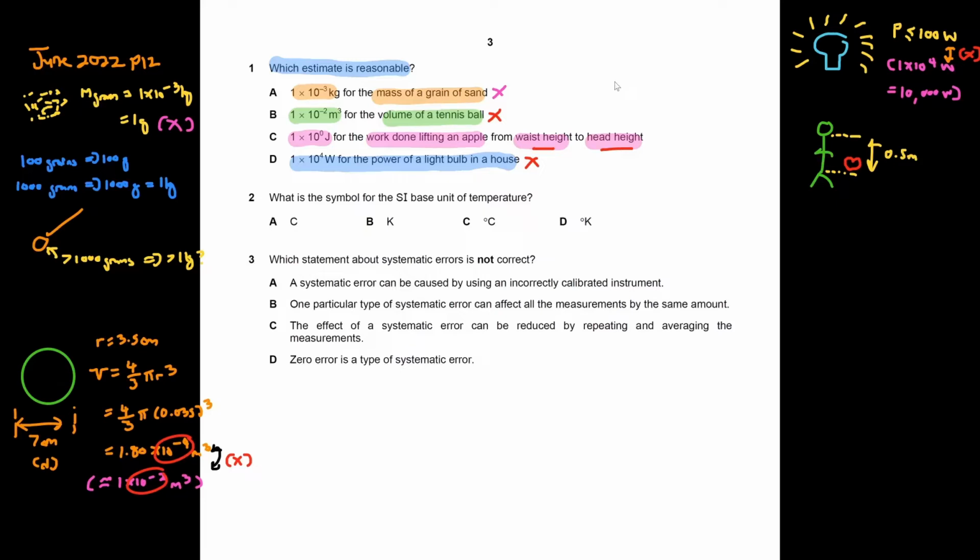And then when you're talking about the mass of your apple, the mass of your apple could probably be 0.5 kg.